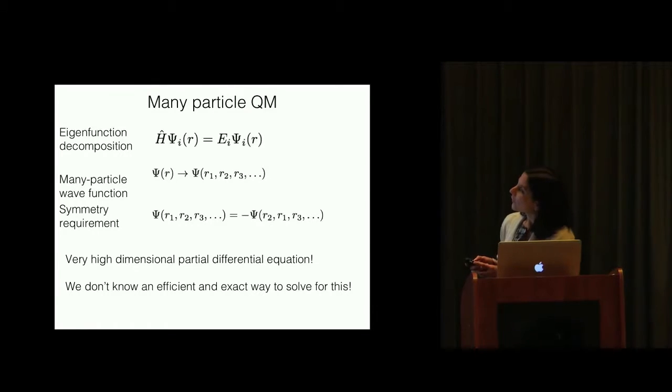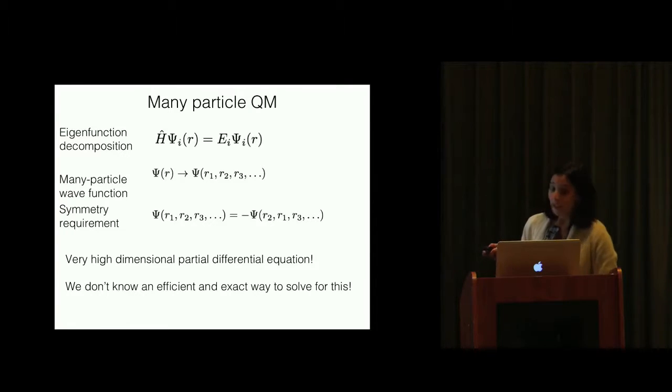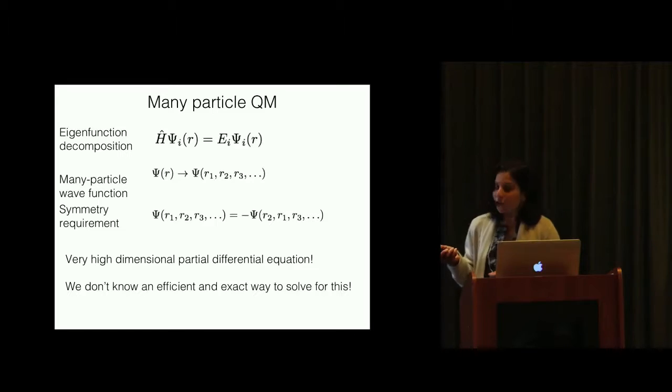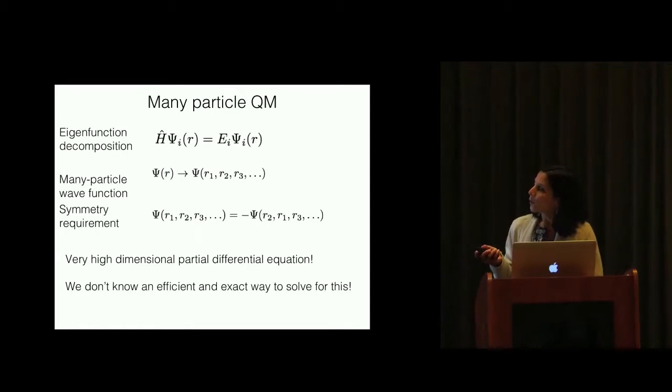The challenge is that the function that we're solving for is a very high dimensional function. If I have n electrons in my system, it's a 3n dimensional function. So it becomes very challenging very quickly. And then on top of that, because electrons are fermions, the functions that we find also have to satisfy this symmetry requirement. The wave function needs to be antisymmetric with respect to exchange. If I swap any two electron positions, the sign of the wave function has to flip. So the challenges are a very high dimensional partial differential equation, and we don't really know an efficient and exact way to solve for this yet.